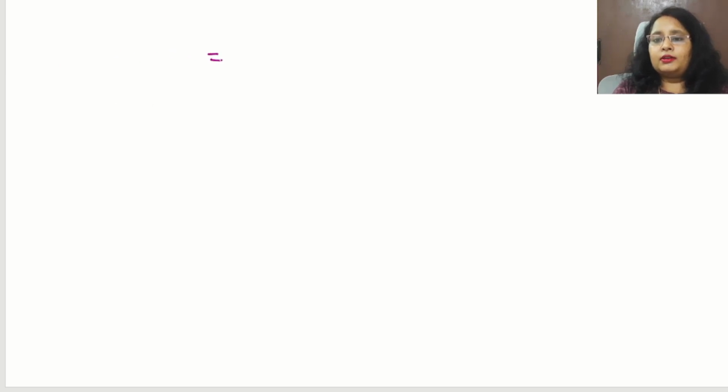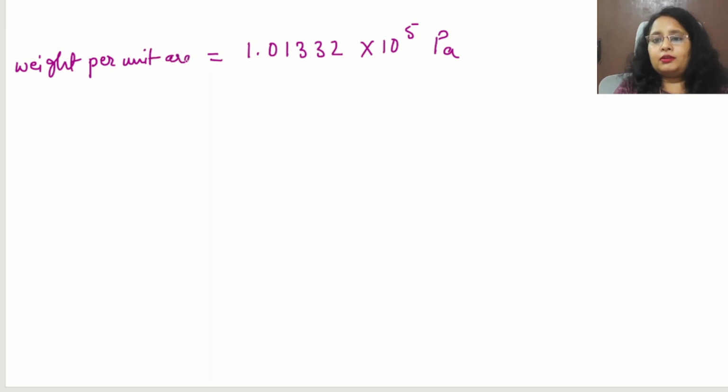what we get is 1.01332 into 10 to the power 5, and the unit will be Pascal, because we are calculating weight per unit area, and this is called the pressure. So its unit will be Pascal. This is our required answer.